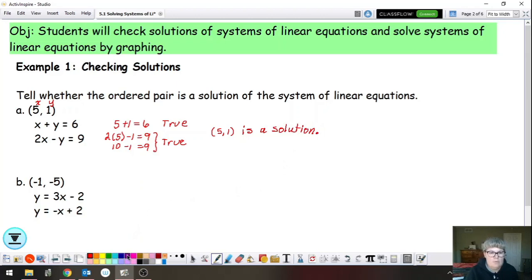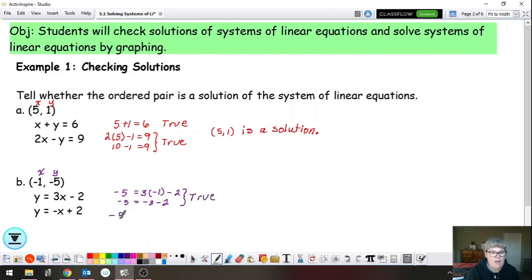Let's check the other point. We have negative 1 for x, and we have negative 5 for y. And both of these equations are in slope-intercept form. So y is negative 5. Will that equal 3 times negative 1 subtract 2? Well, 3 times negative 1 is negative 3. Subtract 2. That does equal negative 5. So that is true.